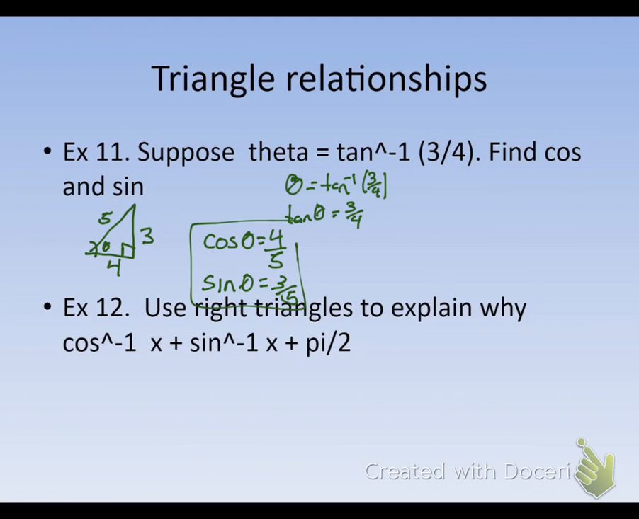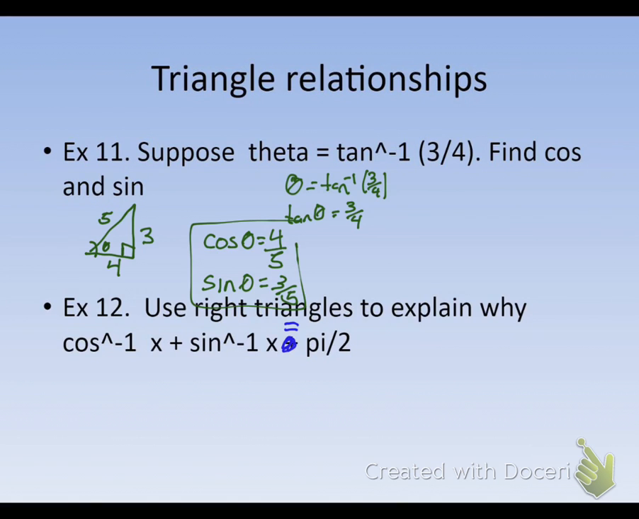Sorry, can you say it one more time? Question. Example 12. Use right triangles to explain why cosine inverse of x plus sine inverse of x equals pi over 2. That should say equals, that's a typo. Because if not, it doesn't make any sense.